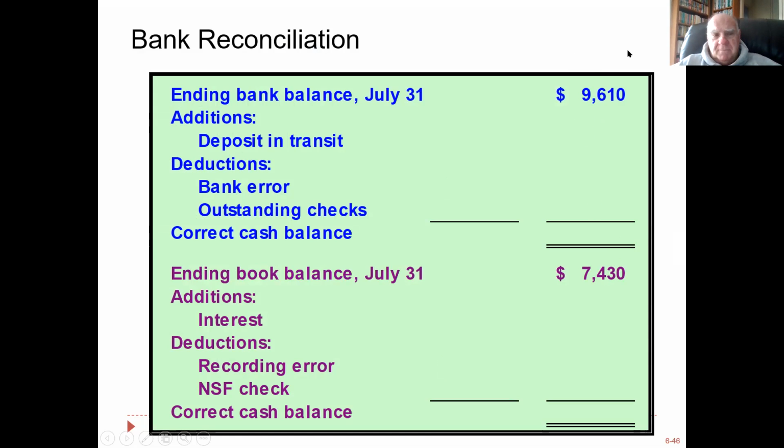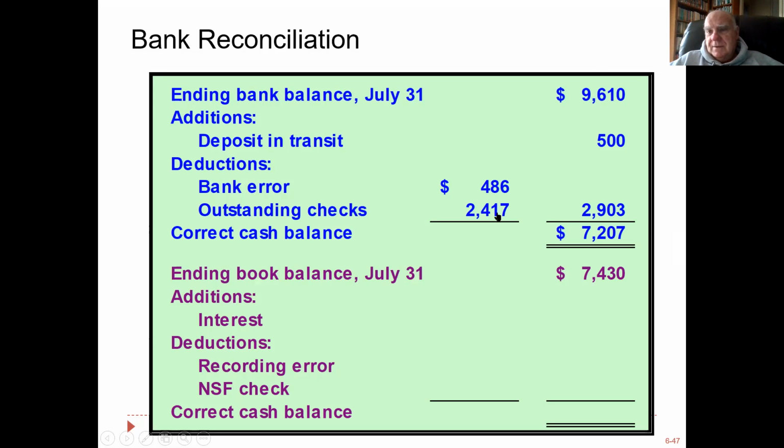Let's see what the next step might be. Wow, they did everything for us, huh? Let's look at the bank side. Remember, they told us that we had $500 deposits in transit. They gave us that number, and they gave us the outstanding check number. So your whole template is simply bank balance plus deposits in transit minus outstanding checks.